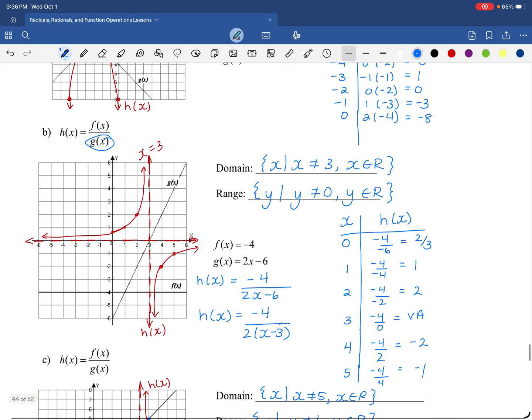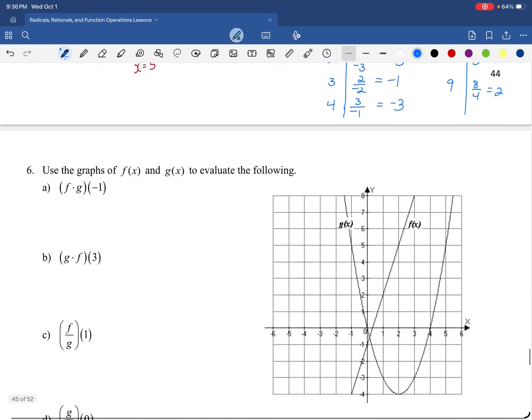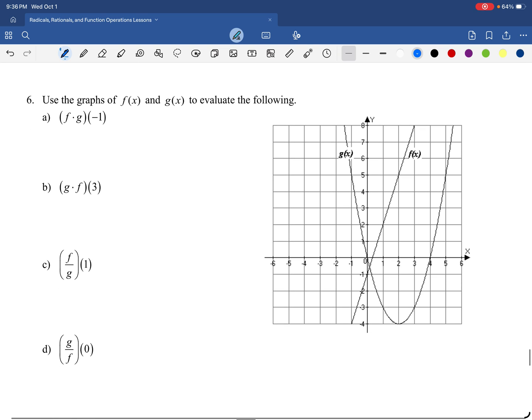So very similar to what you guys saw in the sums and differences. And now this next question is also very similar to what you saw in sums and differences, but now, of course, we're doing multiplications and divisions. Okay, so what is this? f times g of negative 1. Well, this is f of negative 1 multiplied by g of negative 1. Okay, so let's locate those values on the graph.